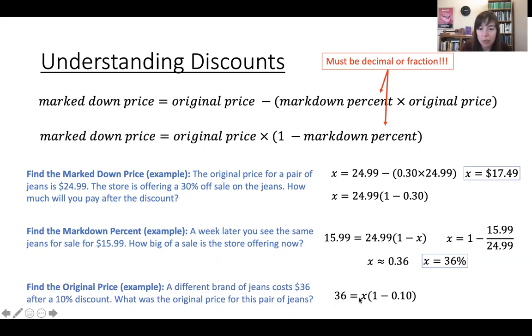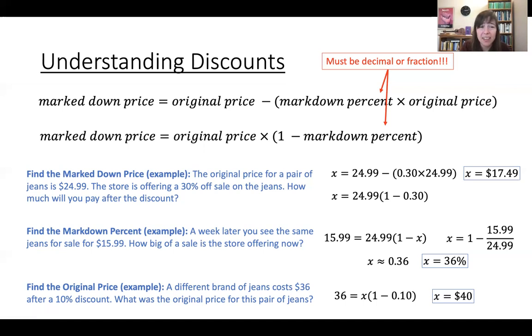You want to find the original price. We don't know what that is, so that's our x. And that's times 1 minus the markdown percent. There's 1 minus 0.1 because the markdown percent was 10%. And so this is going to be 0.9, so it's going to be 36 divided by 0.9. So the original price was $40.